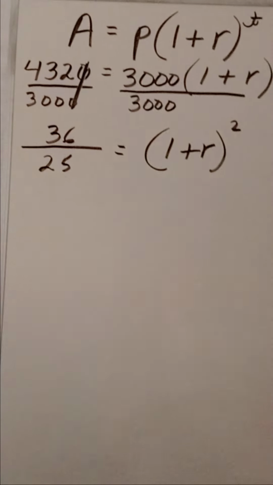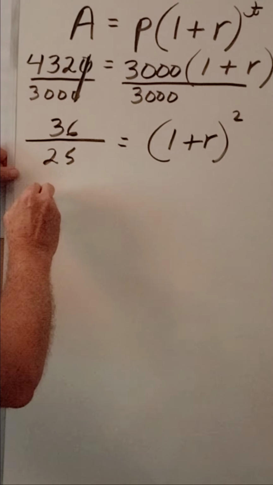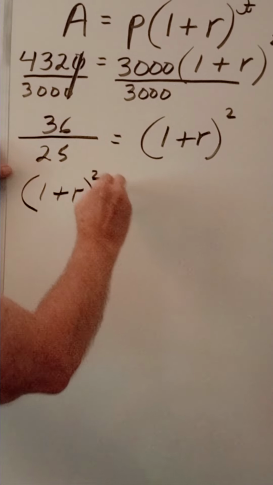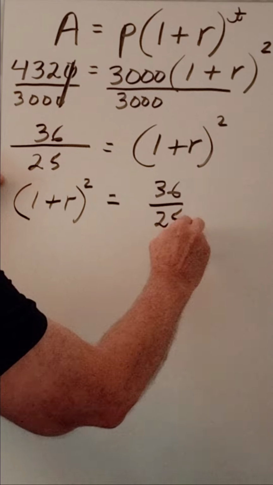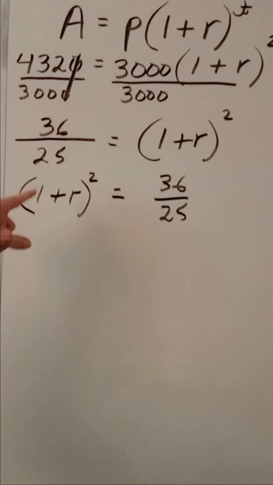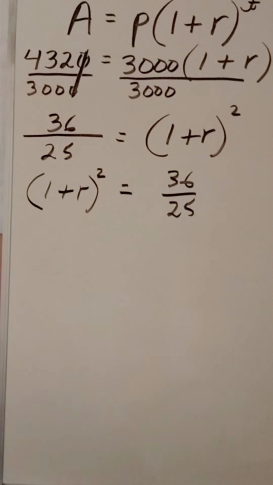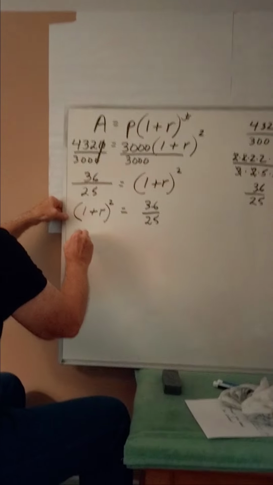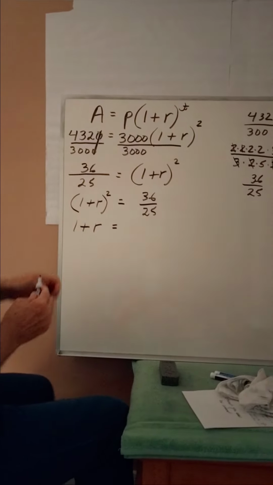Now you might find it a little bit easier to put the perfect square on the left-hand side, so I will. 1 plus r, that quantity squared, is equal to 36 over 25. Now we have a perfect square equal to the real number 36/25. We'll find the square root of the left, and we'll have 1 plus r is equal to.